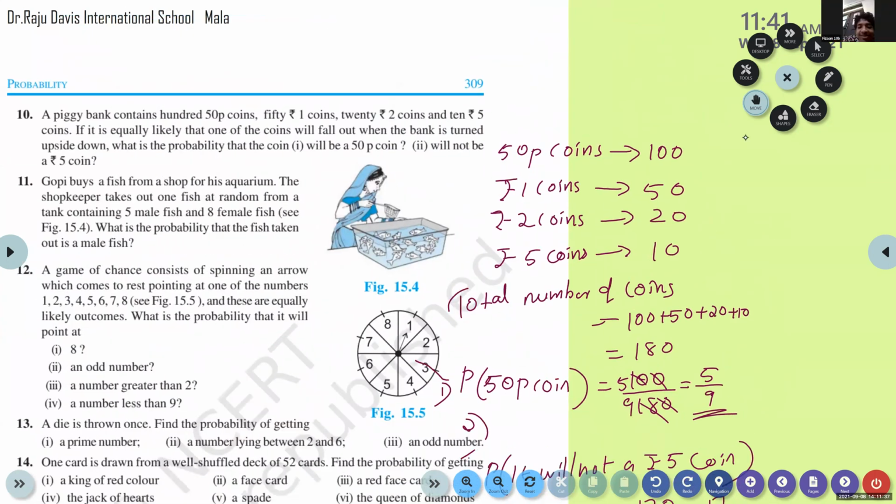11th one. Write it. Gobi buys a fish from a shop for his aquarium. The shopkeeper takes out one fish at random from a tank containing 5 male fish and 8 female fish. What is the probability that the fish taken out is a male fish? Very simple. Swati, what was the answer? 5 by 13. Okay, good. Because there are 5 male fish, total 13 fishes.